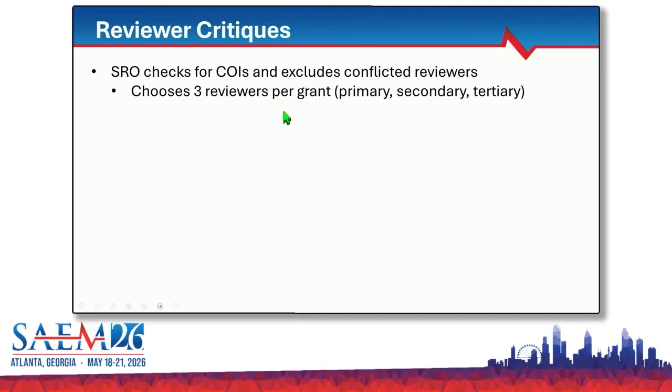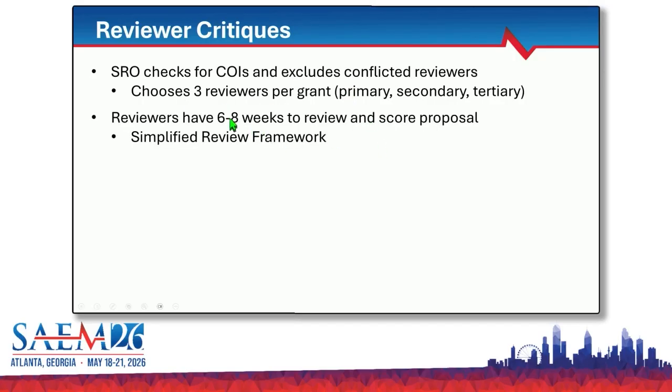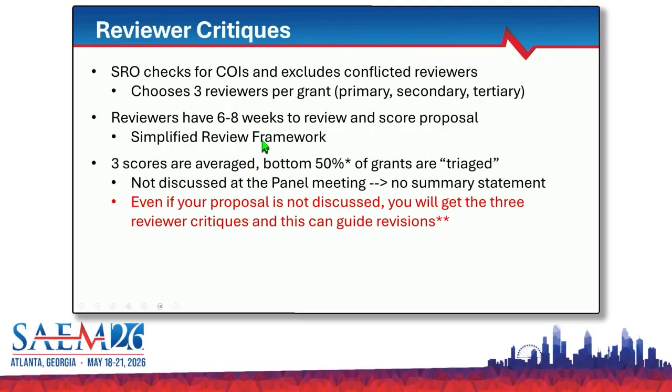They then choose 3 reviewers per grant, your primary, secondary, and tertiary reviewer, and they then get 6 to 8 weeks to, you might wonder what's happening during this 3 months after I submit my grant before the study section. They are reviewing your proposal, okay? And they will now apply something called the Simplified Review Framework, which we will talk about in a second, and they will give you a score, which we'll also talk about in a second.